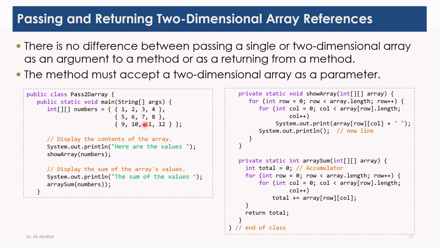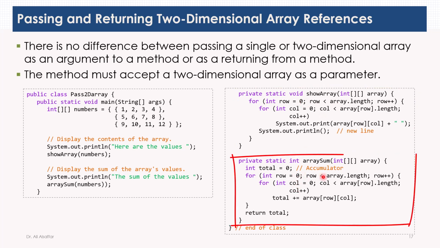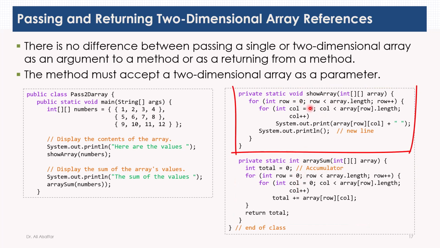Consider the following program. Let us first focus on the methods that are available in this program. We have two methods. The first one is called showArray. The second one is called arraySum. The purpose of the first method is to display the two-dimensional array row by row. The input parameter is a two-dimensional array of integers. It is called array. And as you can see, we are processing the array row by row. After printing the values of each row, we print a new line so that we print the two-dimensional array in a tabular form such that each row is printed on a separate line.